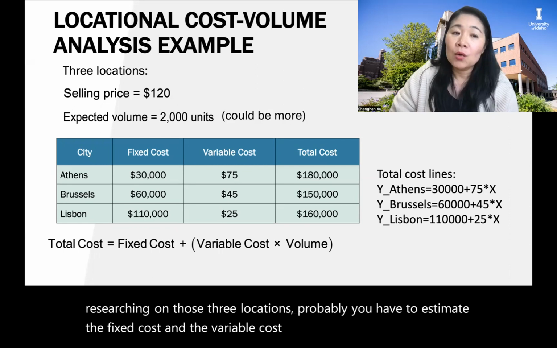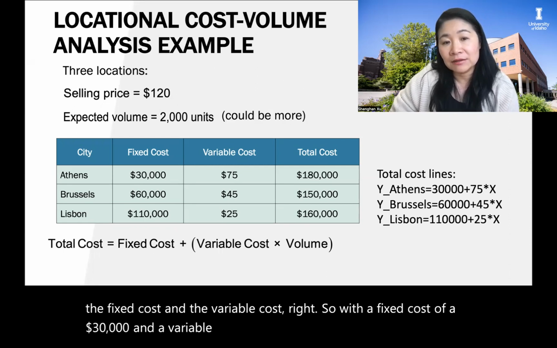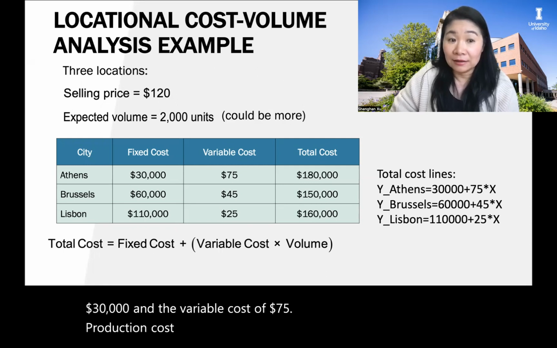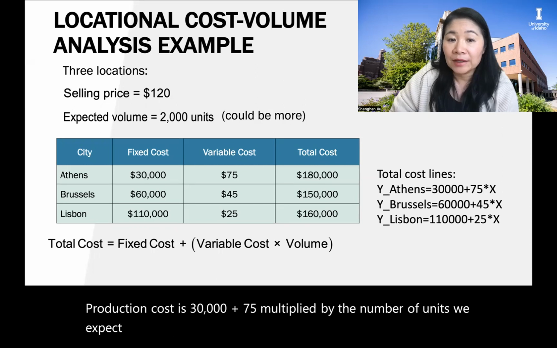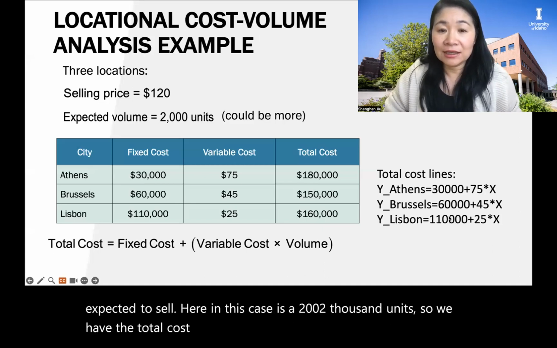So with a fixed cost of $30,000 and a variable cost of $75, Assen's total production cost is 30,000 plus 75 multiplied by the number of units we expect to sell. Here in this case it is 2,000 units. So we have the total cost calculated there.